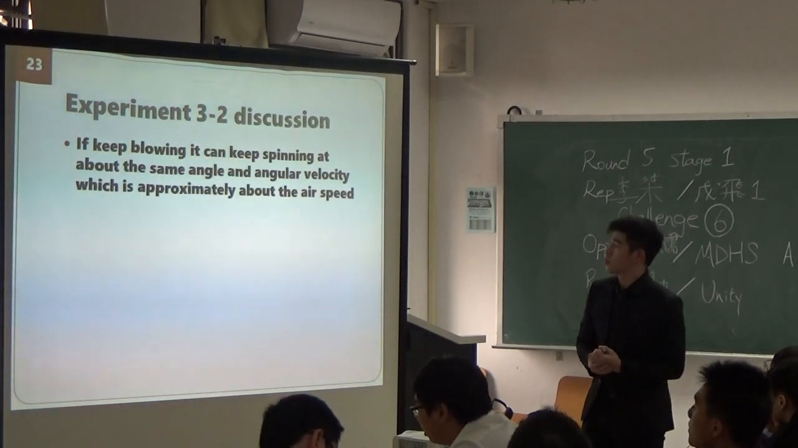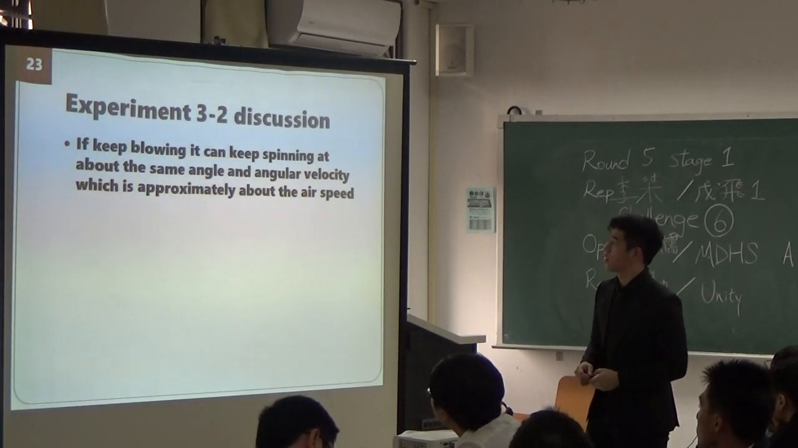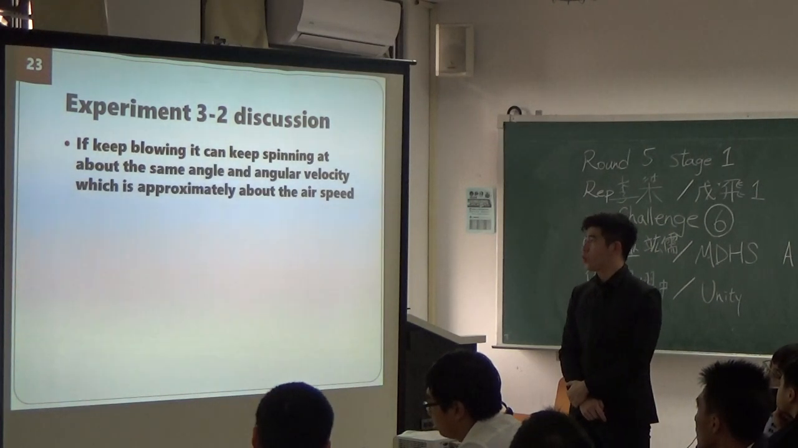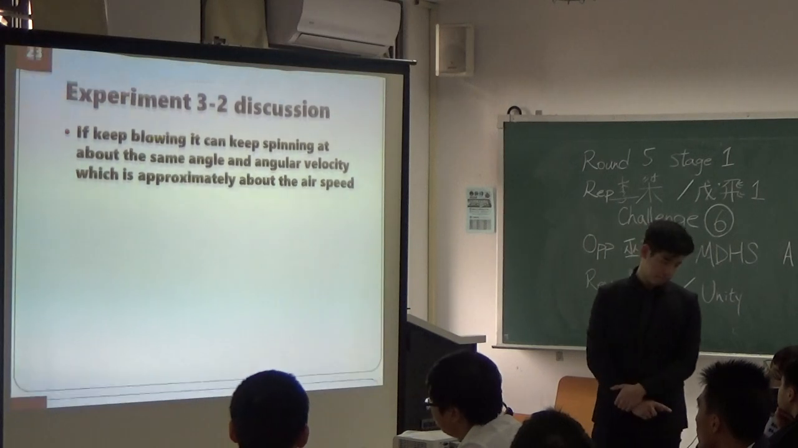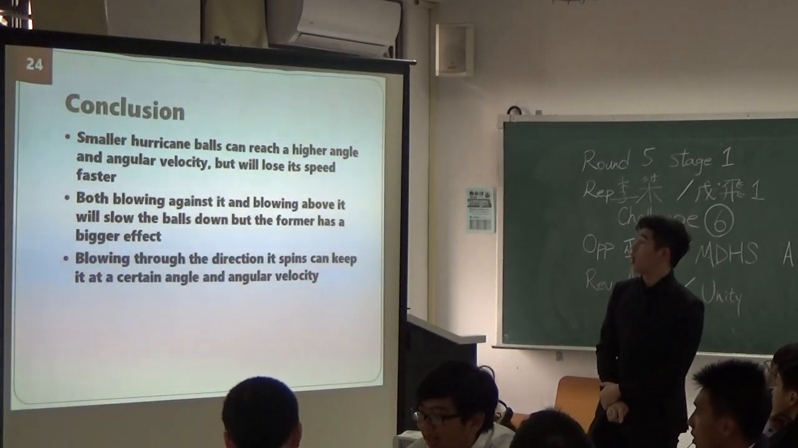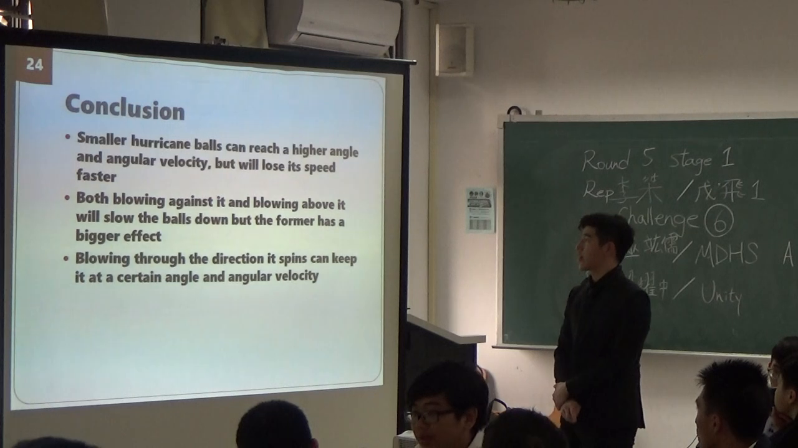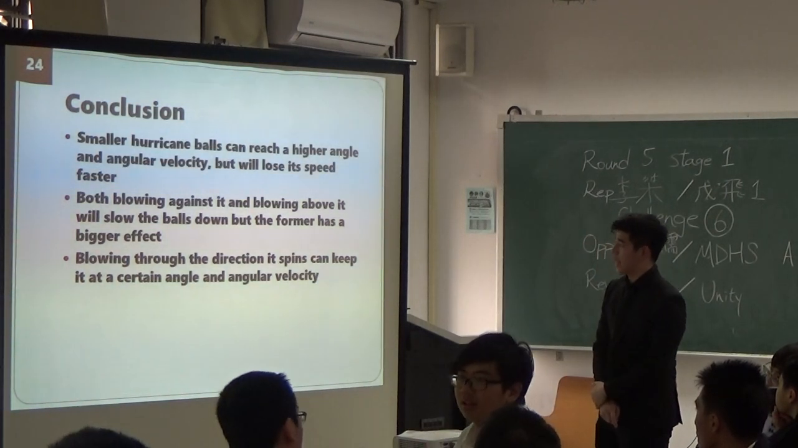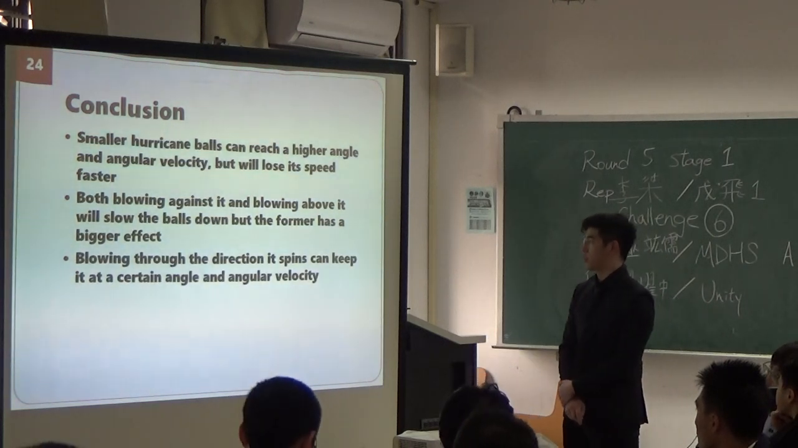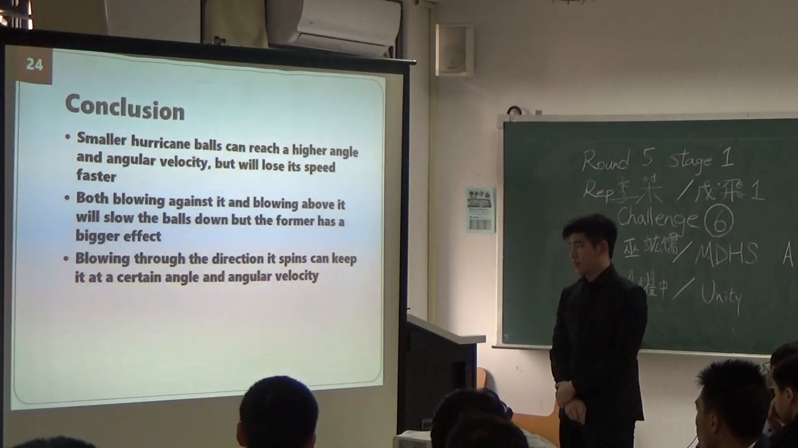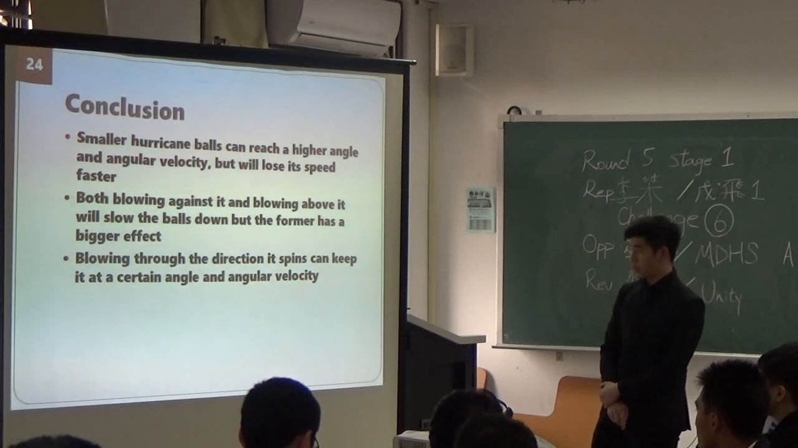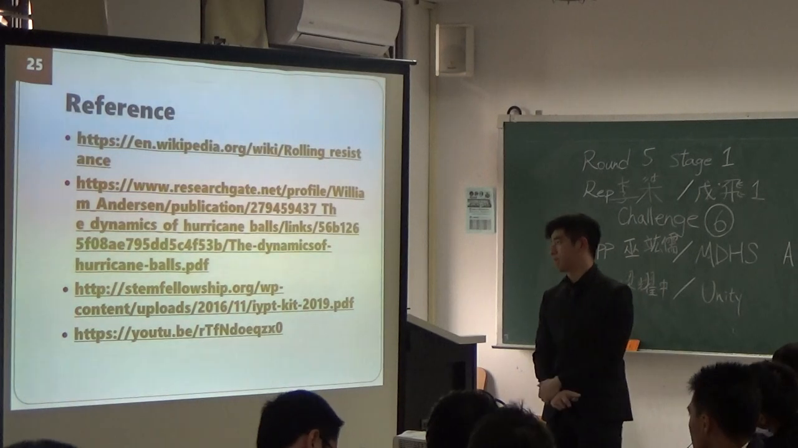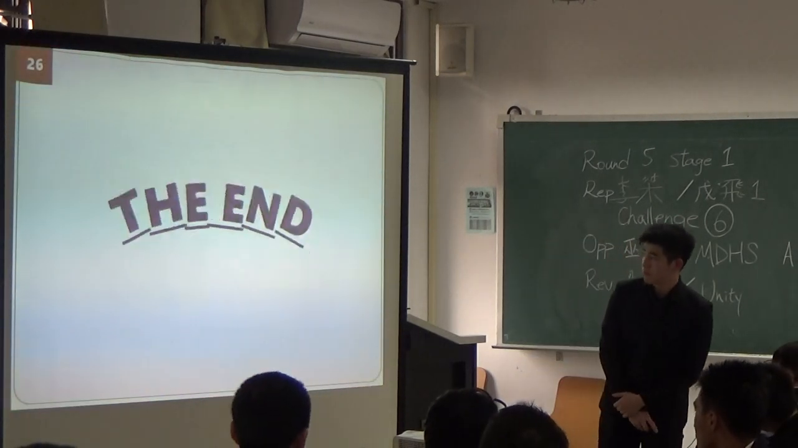The discussion is, if we keep blowing the ball, we can keep it spinning at about the same angle and angular velocity, which is approximately about the air speed. The conclusion: a smaller hurricane ball can reach a higher angle and angular velocity, but will lose its speed faster. Second, both blowing against it and blowing above it will slow the ball down, but the former has a bigger effect. Last, blowing through the direction it spins can keep it spinning at a certain angle and angular velocity. This is my reference. Thank you, this is the end.